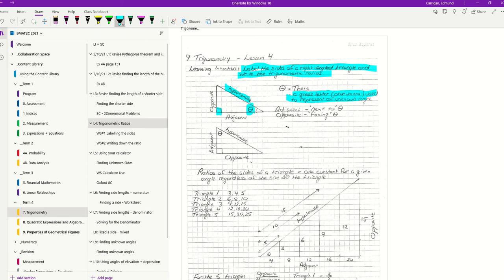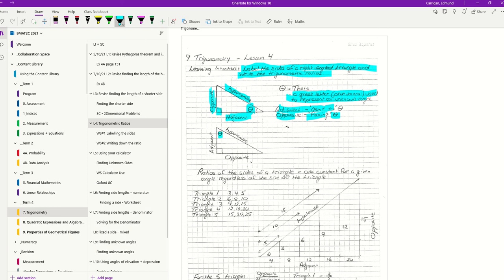Now adjacent in English means next to. So the adjacent side is the side next to the angle. Opposite, as we know in English, is another way of saying facing. So if you're opposite somebody, you're facing them. This one here is facing or opposite that angle.